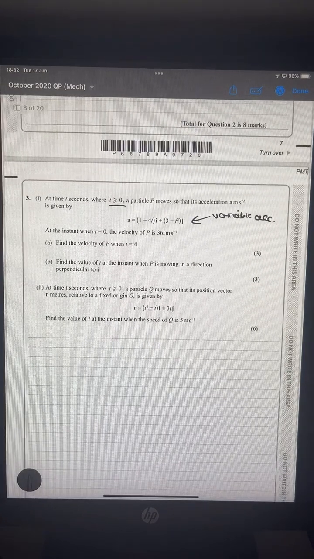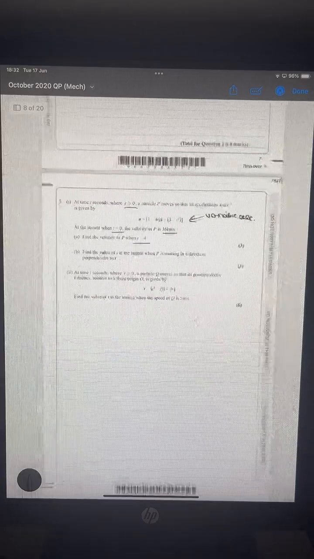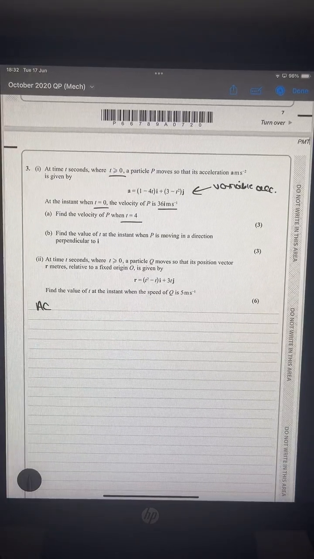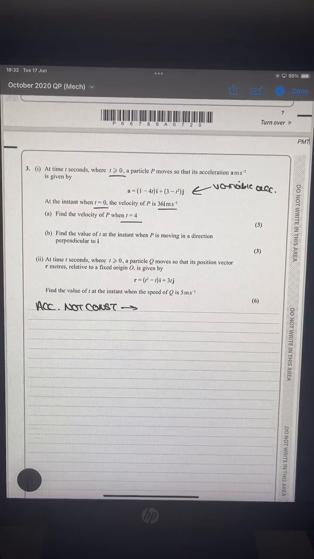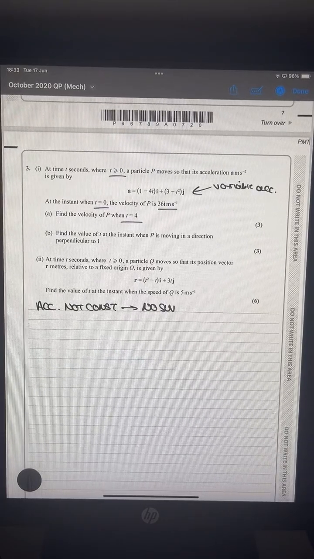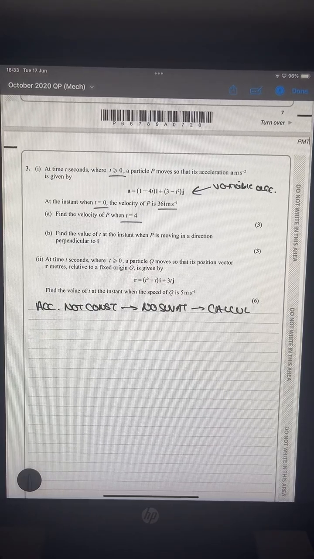At the instant when t equals 0, the velocity is 36i meters per second. Find the velocity of P when t equals 4. So I'm going to write in big up here: the acceleration is not constant, so you do not use SUVAT here. You have to use calculus, which is differentiation or integration. So how am I going to do part A?